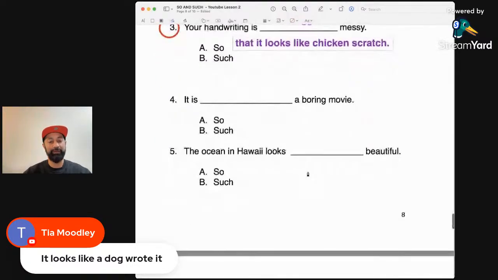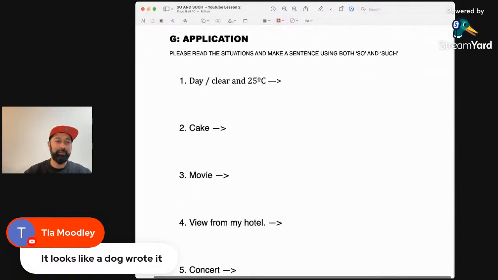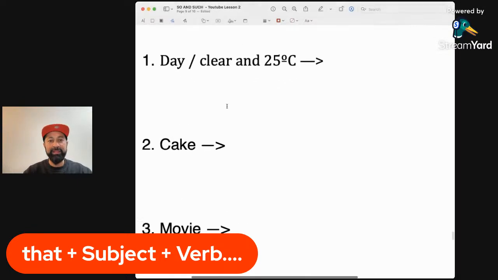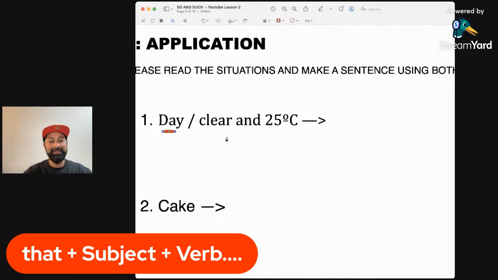Now we're going to move to a little bit more difficult. I'm not going to give you the sentence. I'm just going to give you a few words. So your job is you're going to make a complete sentence. You can choose so, you can choose such, and use that plus some type of result or extra information. I will give you the theme only. For example, the number 1 says we're talking about a day, it's clear, and it's 25 degrees Celsius. With that information, please make a sentence using so or such, and then also include the result, include that subject and verb. All right, so this is just your inspiration. This is just your theme. You make your own original sentence, including the result.